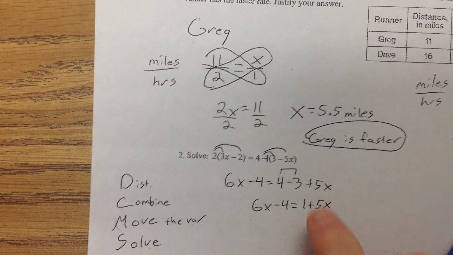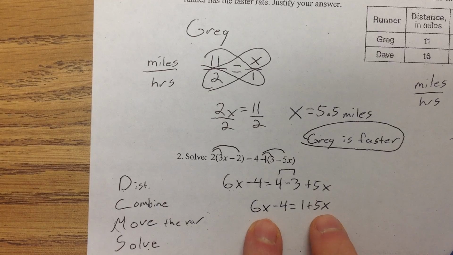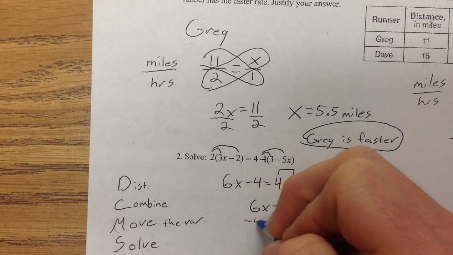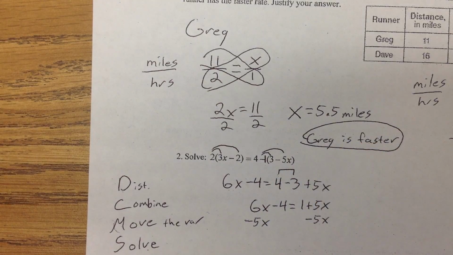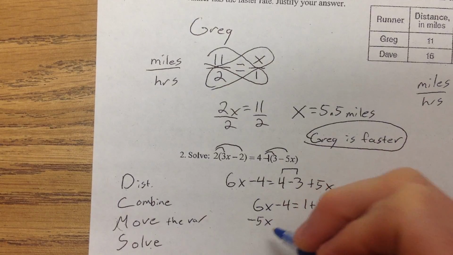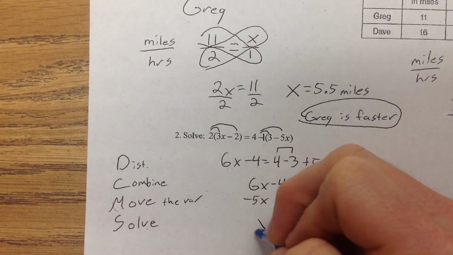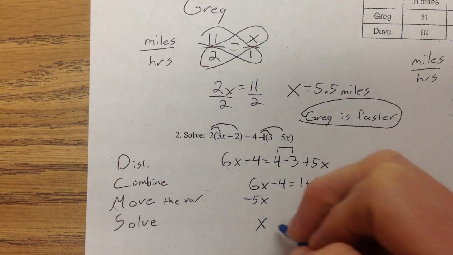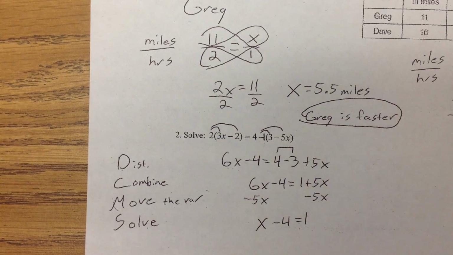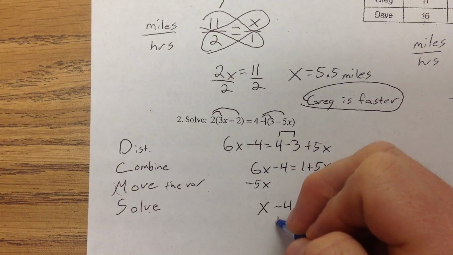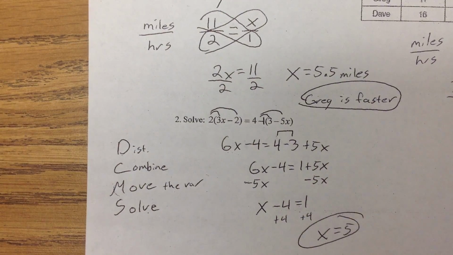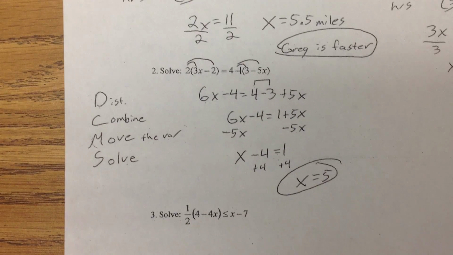Now we need to move our variables. We have x's on both sides. We need to have them on the same side. So we usually move the smaller one because it means we'll have less negatives to deal with. So minus 5x. This is going to become 1x, which we can also just write as x. We don't need to write the 1 in front of there. X and 1x mean the same thing. Minus 4 equals 1. And then our last step is just to add 4 to both sides, and we'll see that x equals 5. Okay? So moving on to number 3.